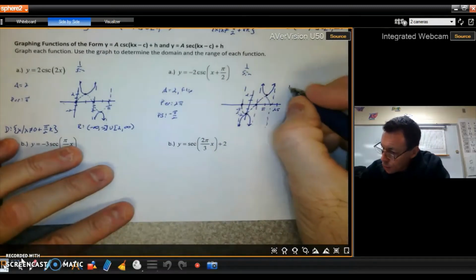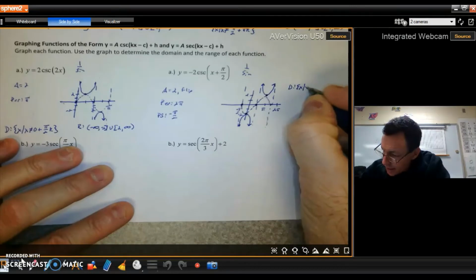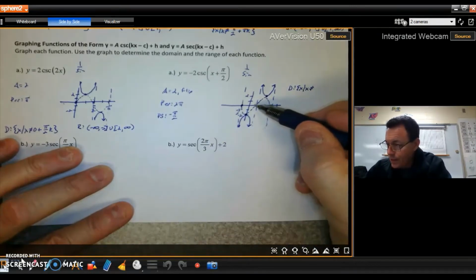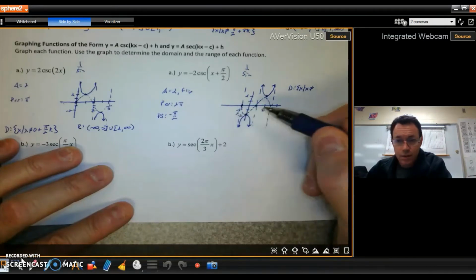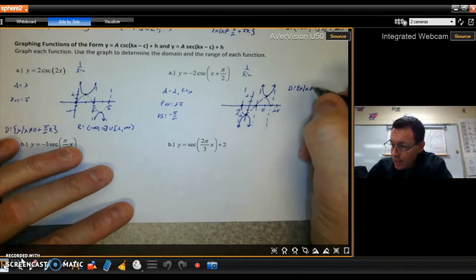So, domain would be all x's except x is not allowed to equal. All right, so if you wanted to start here because this is where your graphs start, and you want to say that x cannot equal negative pi over 2, that's fine. I usually just start with my first positive one. So I would say x cannot equal pi over 2.